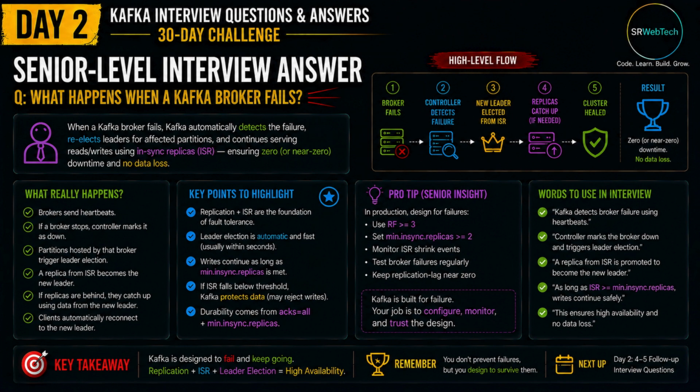In an interview, I would say, when a Kafka broker fails, Kafka detects the failure and elects a new leader from the eligible in-sync replicas. Producers and consumers refresh metadata and reconnect to the new leader. Replication, ISR, acknowledgements, and minimum in-sync replicas determine the level of durability and availability.